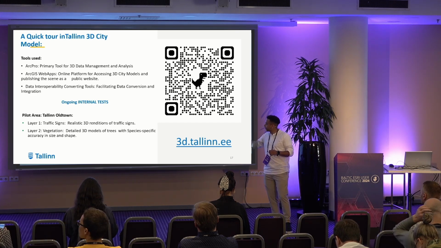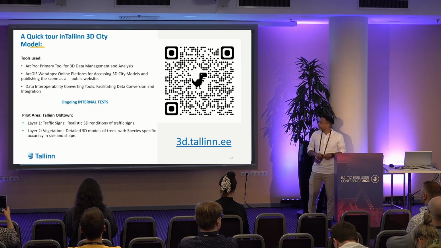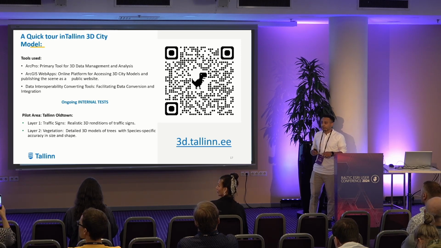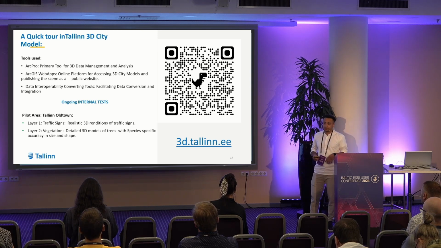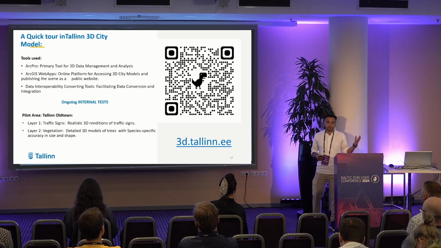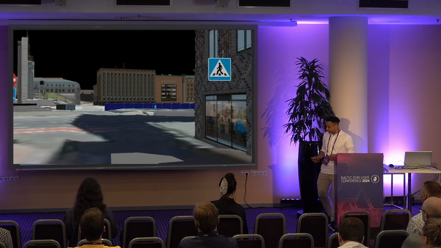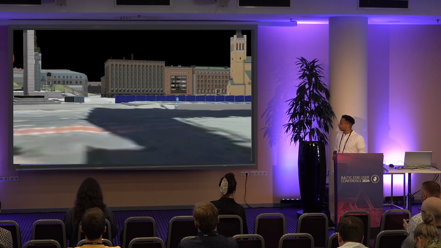And then internally, we have another version of our city model where we are testing two new layers. We have traffic signs, we have vegetation, where we use those trees that we just generated. We have one points layer in ArcGIS, and we use symbology in order to simulate how those trees look like.